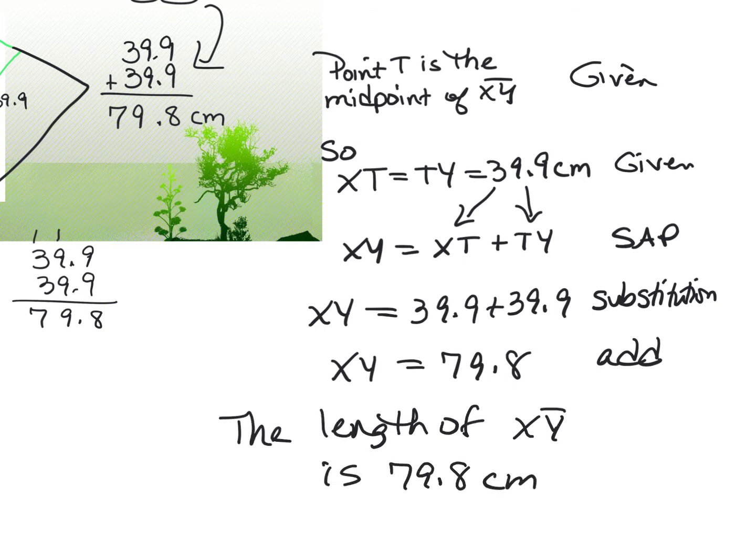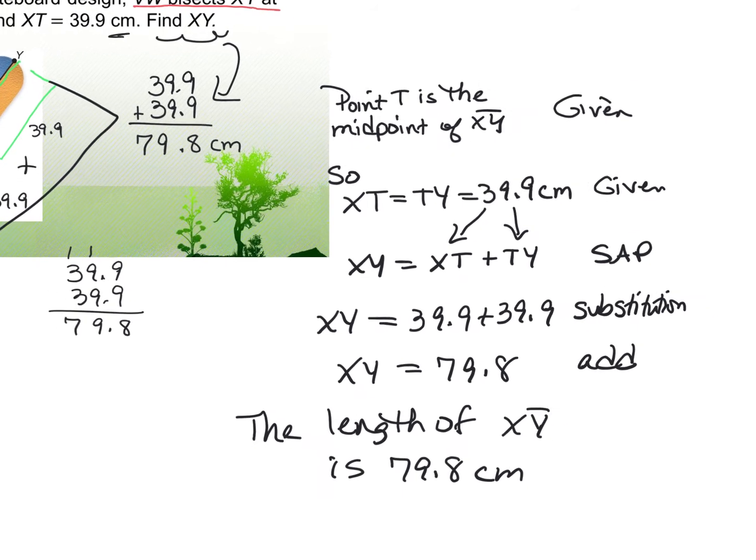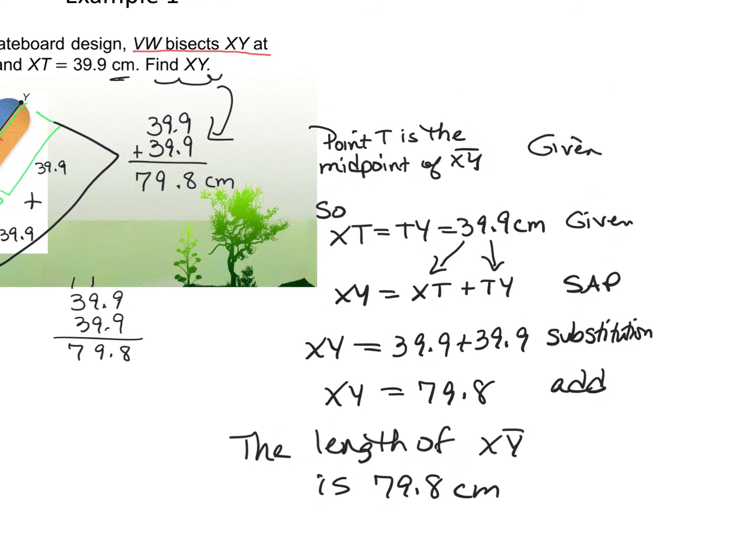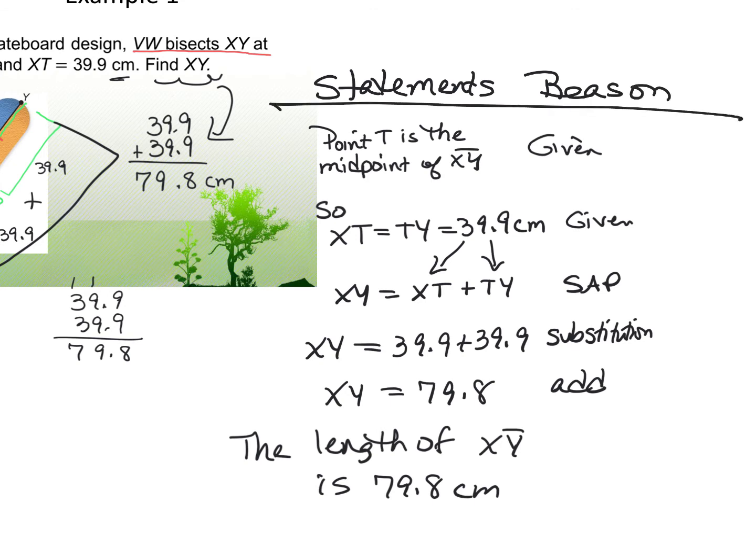79.8 centimeters. So what we're going to learn how to do is we're going to have a column of statements and then a column of reasons why we made that statement. And then we'll separate it with a little line here. So this is coming. This is just a rough little demonstration of what you're going to be seeing coming up at the end of the chapter.